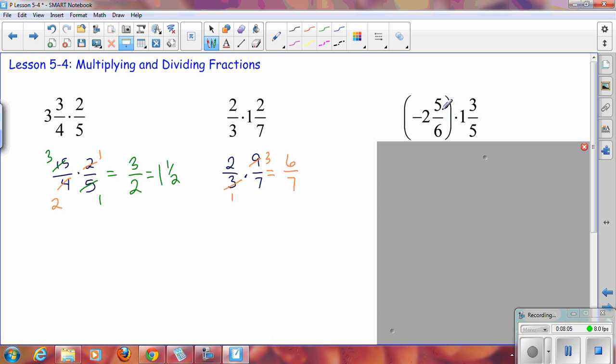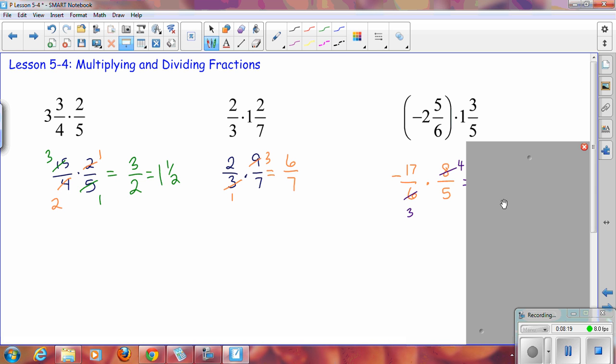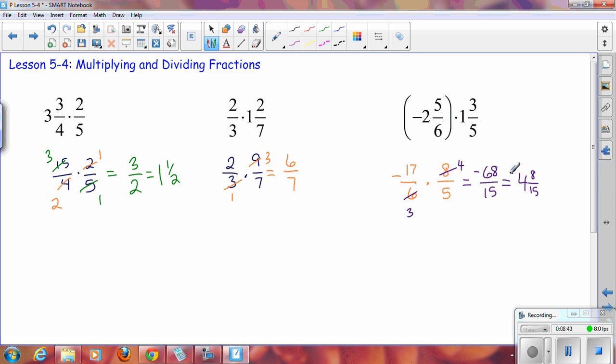Okay, our next problem is negative 2 5/6 times 1 3/5. 2 times 6 is 12, plus 5 is 17. 1 times 5 is 5, plus 3 is 8. Okay, so those are our new top numbers. We have 17 over 6 times 8 over 5. 6 and 8 are both divisible by 2. That gives you a 3 on the bottom and a 4 on the top. Negative 17 times 4 is negative 68. Ooh, look at that. I forgot my negative sign. Okay, and negative 68 over 3 times 5 is 15. And I bet I forgot my negative there. Yep, it is negative 4 8/15.